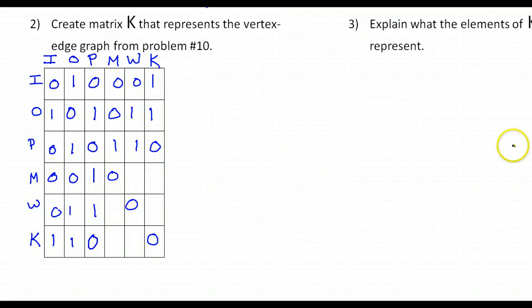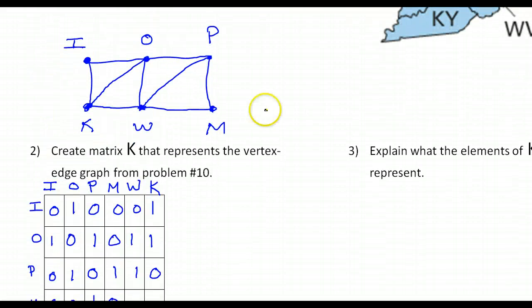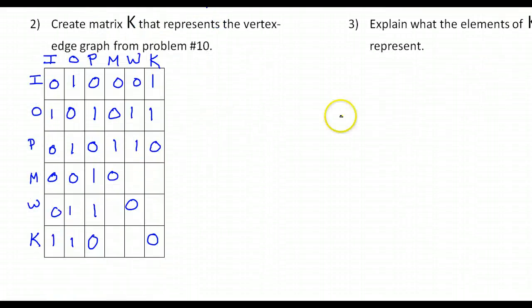Now what about Maryland? Maryland shares a border only with Pennsylvania and West Virginia. So there's Pennsylvania, and here's West Virginia, but not Kentucky. Looking at it this way, there's West Virginia and Pennsylvania, but not Kentucky.